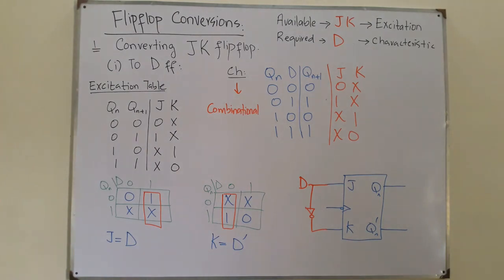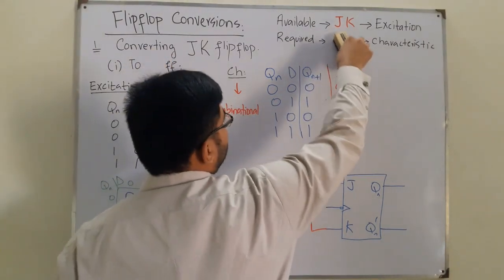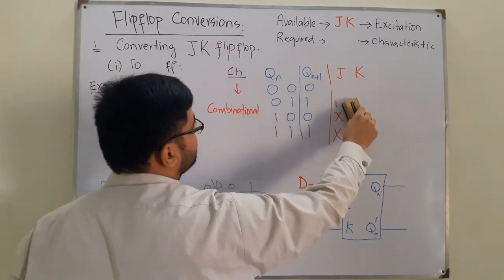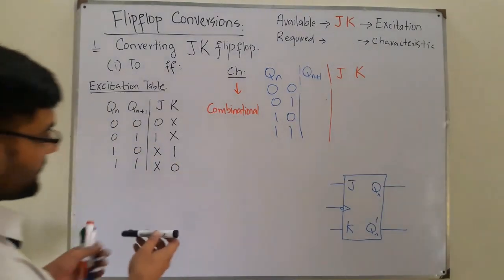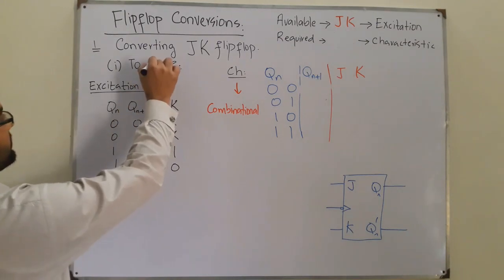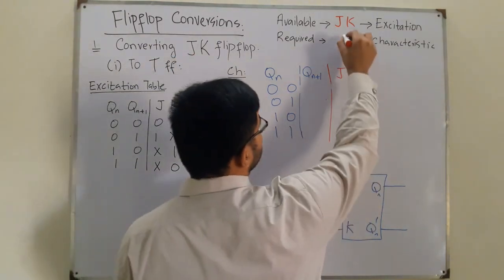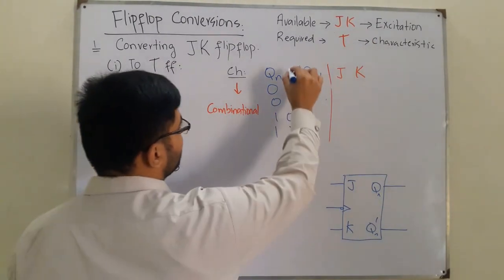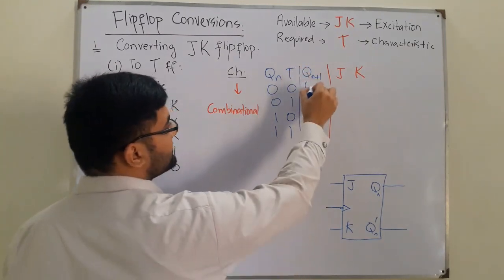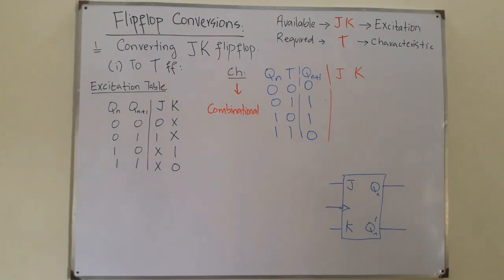The next in line is converting JK to T flip-flop, all right? So I remove this. So now, converting JK to T flip-flop. They require the T flip-flop, so you have to draw the characteristic table for it. And the characteristic table, you have the next state as 0, 1, 1, 0. All right, so I've drawn the characteristic table.